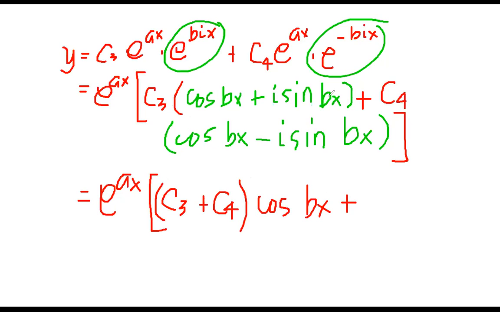Now let's focus on sine bx. It has i in it, so you can put i there before. And then what are the coefficients? You have here c sub 3, and for this one you have minus, so minus c sub 4, times sine of bx.